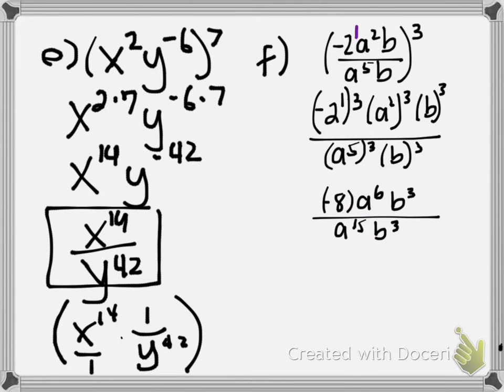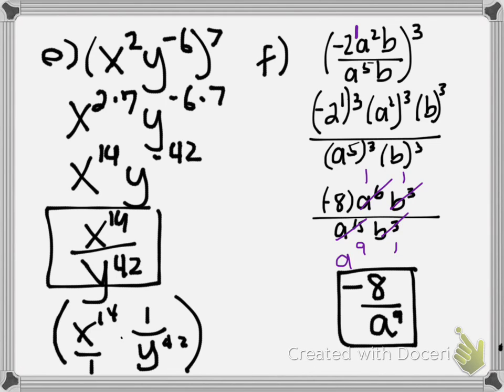But again, if we just use the rules of exponents, we can actually just cancel out things from the top and the bottom. So we know that a to the 6th goes into itself once. If we take out a to the 6th from the denominator, we get a to the 9th. B to the third divided by b to the third is just 1. So this one simply is just going to be negative 8 divided by a to the 9th.